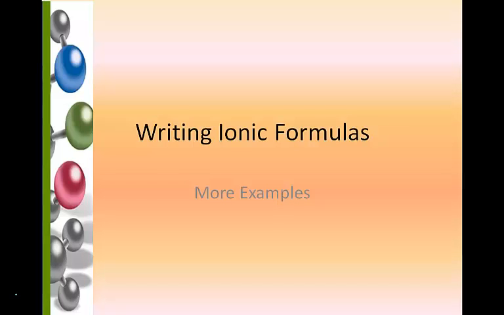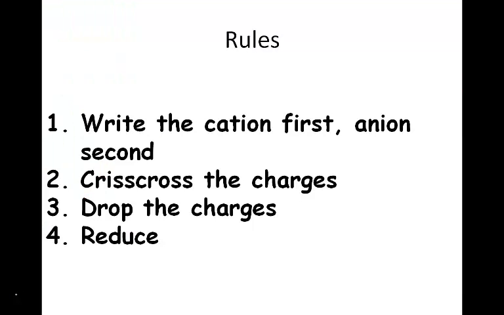More examples of writing ionic formulas using the crisscross method. Remember, the rules are going to be really important. First, write the cation and then the anion. Crisscross the charges, meaning we take the charge from here and move it to the bottom of the other atom. Then remove the positive and the negative charges, and then reduce.